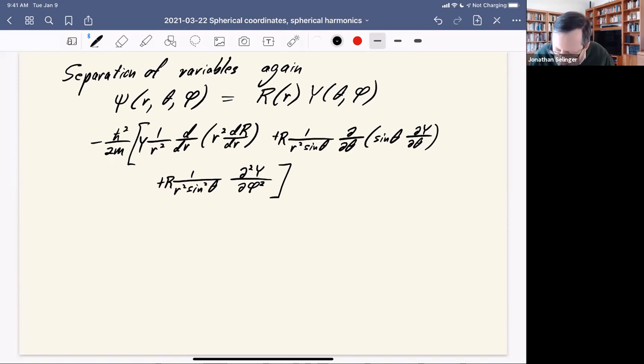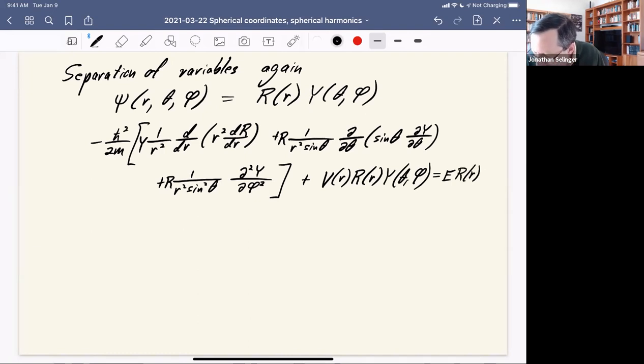Okay, now that's the Laplacian term. Then we have to add on V of r, the potential energy, times capital R of r, times Y of θ and φ. And all of this is equal to the energy times capital R times Y of θ and φ.